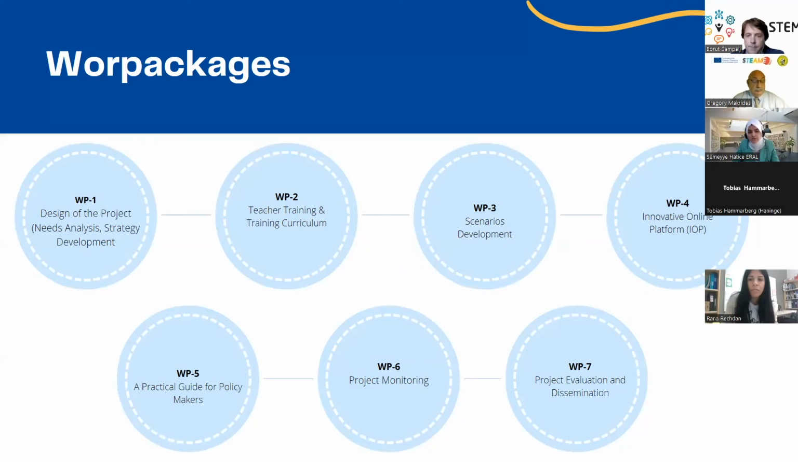Based on all of these work packages, we are now providing a practical guide for policymakers who are interested in STEAM practices, who are interested in investing in STEAM education, and want to see what kind of training models and curriculum materials are supportive of STEAM education. These points will be provided in the practical guide for policymakers. Work packages 6 and 7 are more about monitoring, evaluation, and dissemination. And then we will have a final conference in Spain on STEAM education. It will be held at international scale. Once all the details are confirmed, we will be happy to send the invitation to the partners.